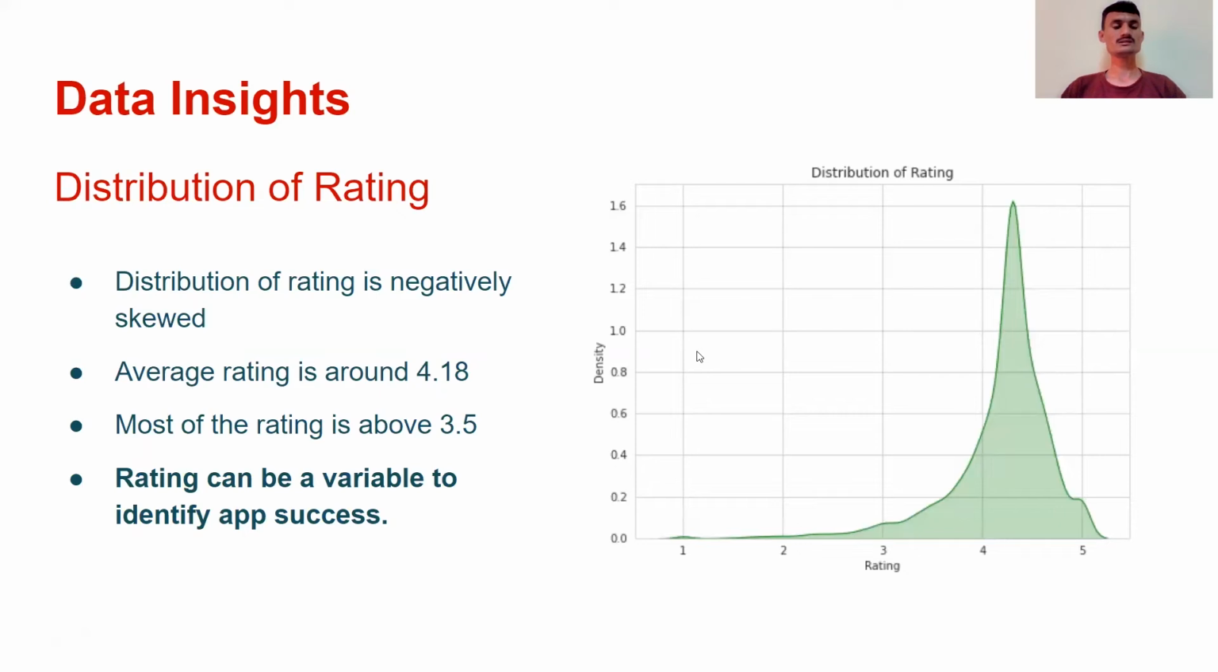After getting the dataset ready, we thought of considering a variable which can be used to identify the success of the app. Looking at the distribution of rating, we can say that most of the apps are liked by the users. And also, the average rating is quite high. So, rating can be a variable to identify app success.